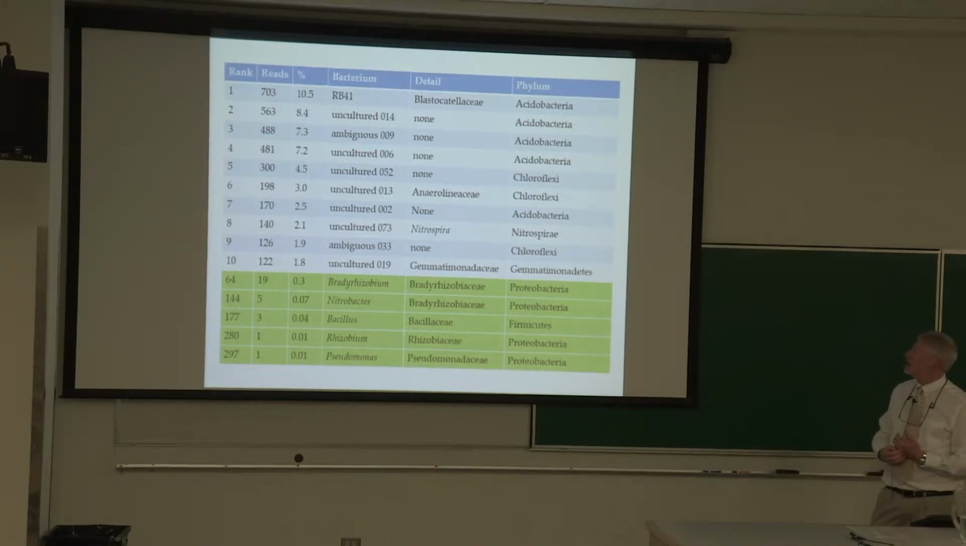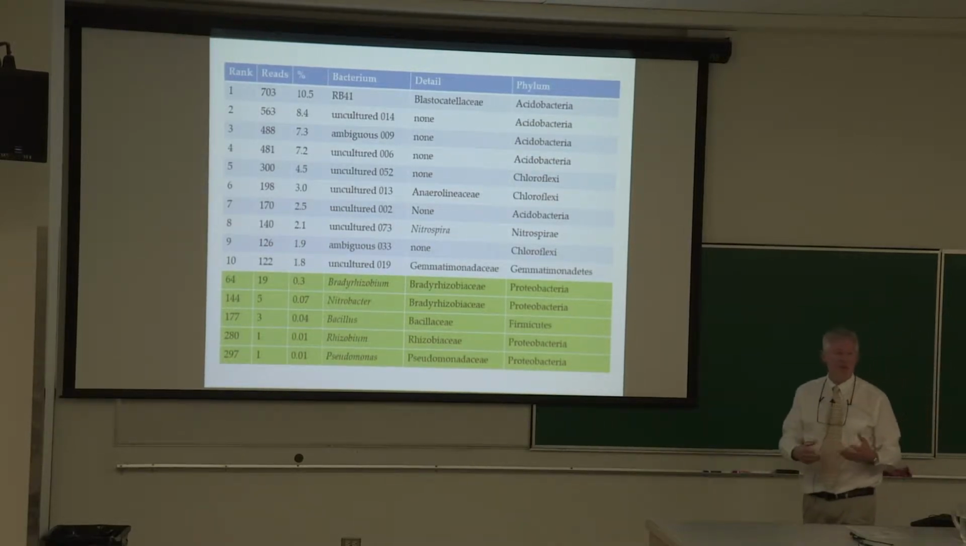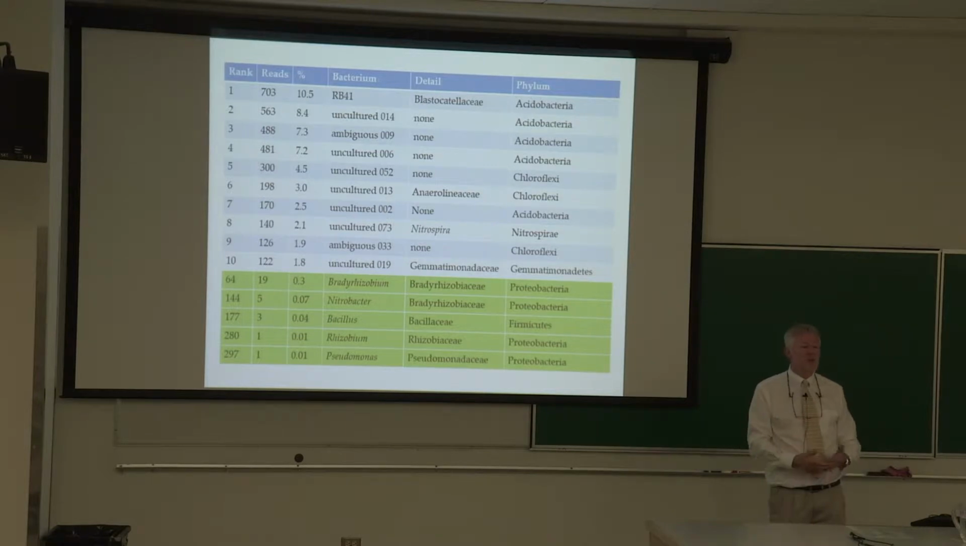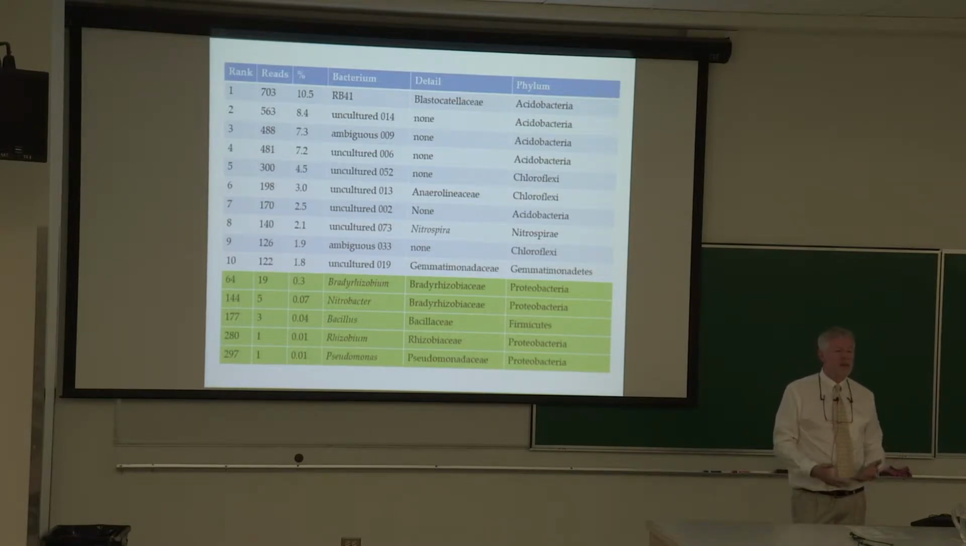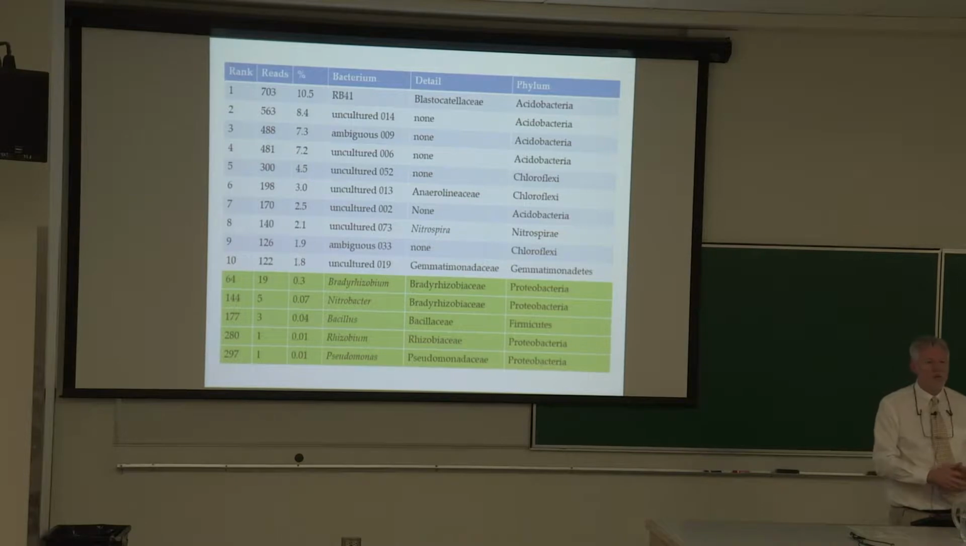And then who are they? There's Acidobacteria and Chloroflexi well represented here. These are groups that we don't normally think of when we consider rhizosphere and soil systems, prior to at least the use of molecular data. We would not have been expecting to see these guys, would we?